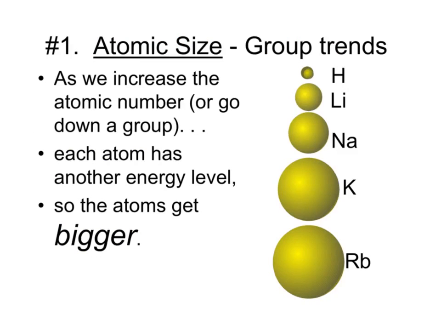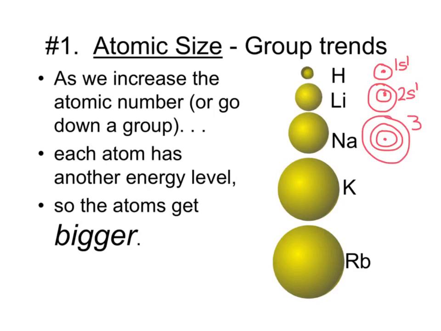So if you look at this, this really gives you a good idea. These are all in the same column, and we're talking about atomic size. Hydrogen ends with 1s1. Lithium ends with 2s1. Sodium ends with 3s1. It's pretty easy to see that as you go down, they all have 1 electron in their outer shell, but you've added an entire extra level, so they're going to get bigger. Very straightforward trend.